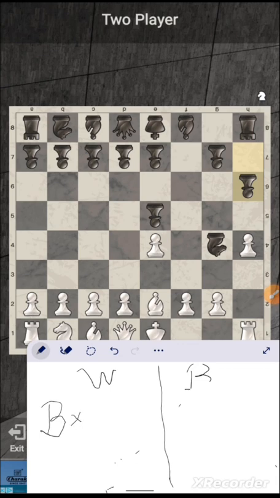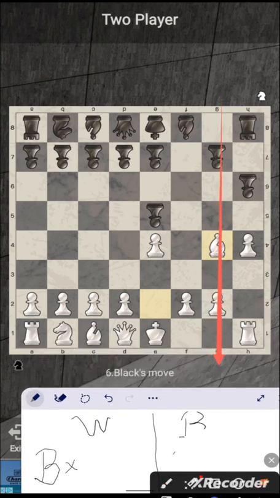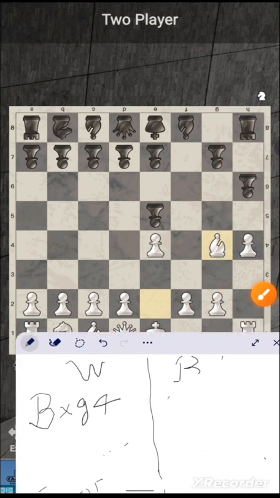And after capturing, where this bishop will move. After doing capturing, this bishop is moved to G file, fourth rank. So if you see, the bishop is represented with capital B, and after doing capturing, the bishop has moved to the fourth rank and G file, and capturing is represented with x. So we write Bxg4. B represents bishop, x for capturing, and g4 is the square where the bishop has moved.